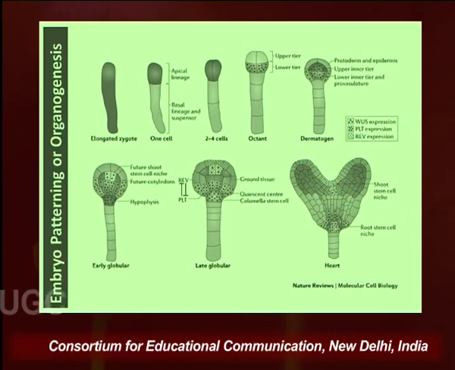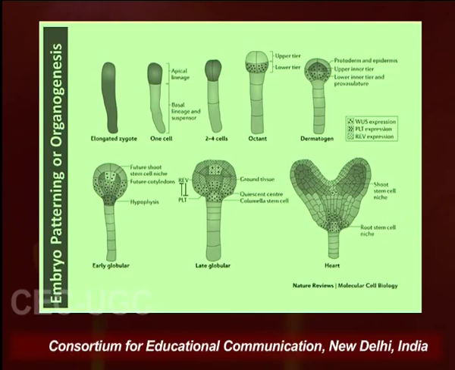from 2 celled to 4 celled to 8 celled octant and then 16 celled proembryo, wherein 3 different layers are formed: the outermost, the dermatogen, giving rise to the epidermis, whereas the other 2, which are in the central portion of this proembryo, give rise to the shoot apical structure and of course the root structures. You can see that there is a differentiation happening in the cells of the embryo proper here, and this is embryo patterning.